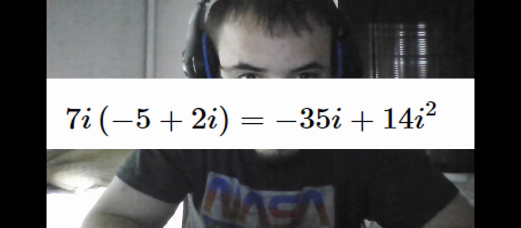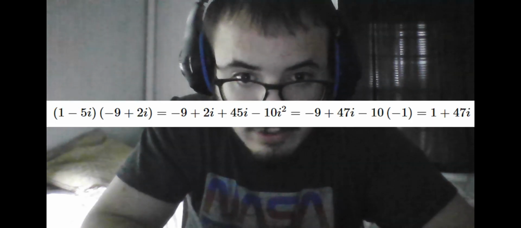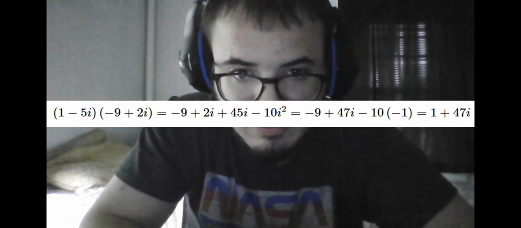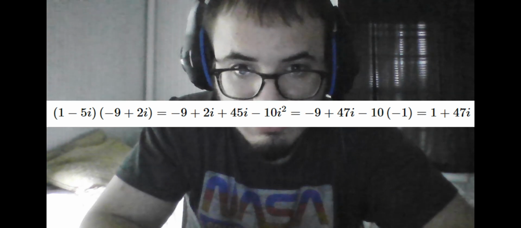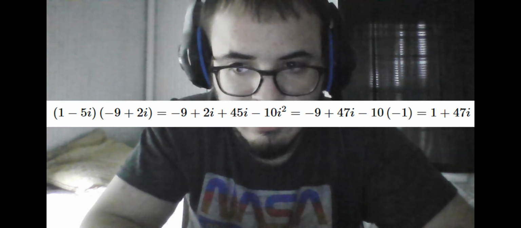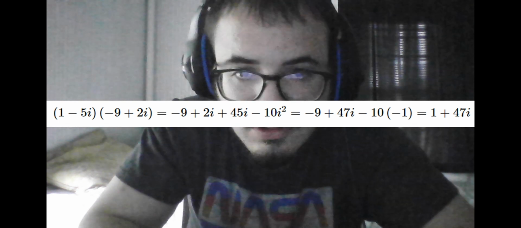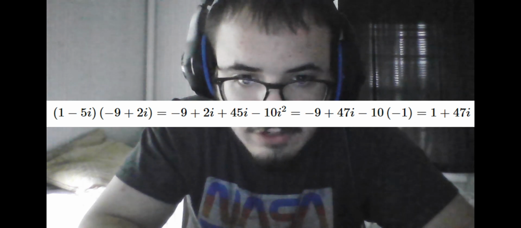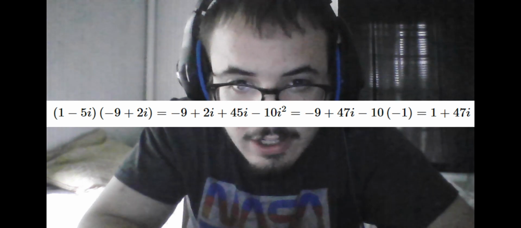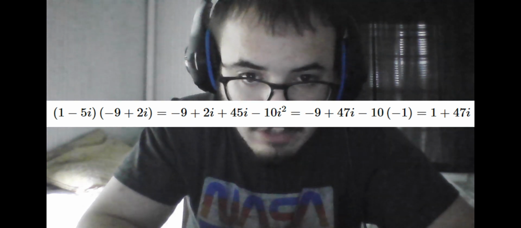If we have something like this instead, we should remember how distribution works for polynomials, so we repeat the process, but use i instead of x, and use the fact that i squared equals -1 as a simplification when appropriate. So we multiply 1 and negative 9 first, multiply 1 and 2i next, multiply negative 5i and negative 9 next, and lastly, multiply negative 5i and 2i last.